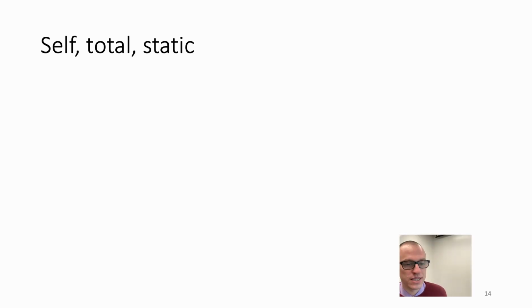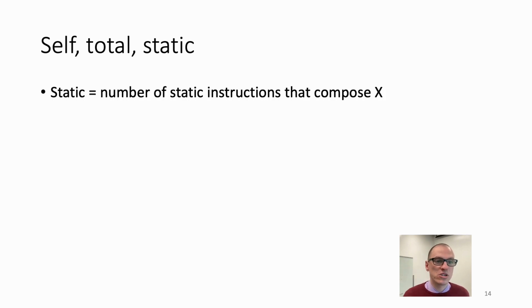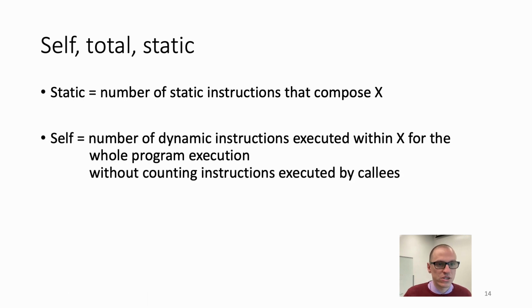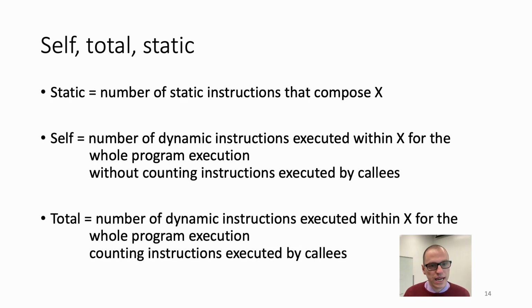Now, there is a concept that we have in the public API called self, total, and static. And this one resembles what you have in typical profiling tools like gprof. So static is the number of static instructions that compose X. Self is the number of dynamic instructions executed within X for the whole program execution without counting instructions executed by callees. And total instead includes the dynamic instructions executed by the callees.